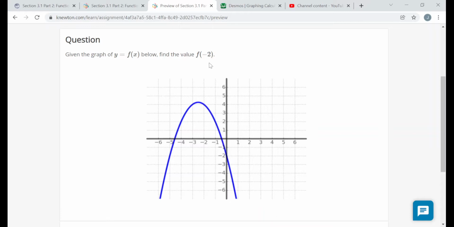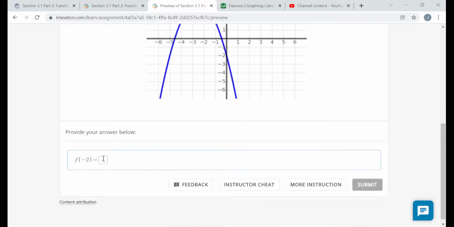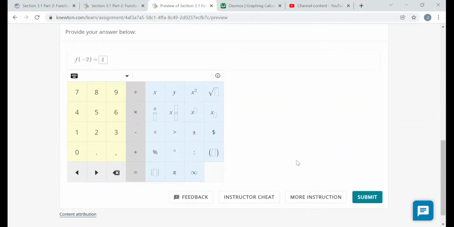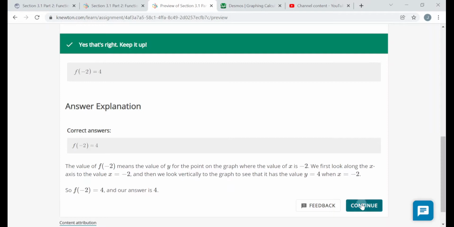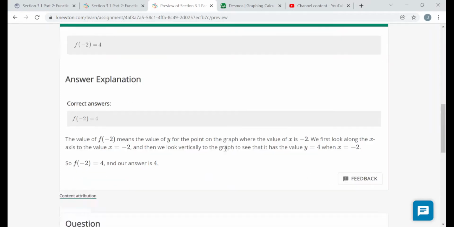So here we have the input. They want the output. The number in parentheses is the input. So I go to -2 on the horizontal axis and then go to the point on the graph, and that has a y value of 4. So f of -2 is 4. Input -2, output 4. And then continuing on, they'll just take me to the same graph.